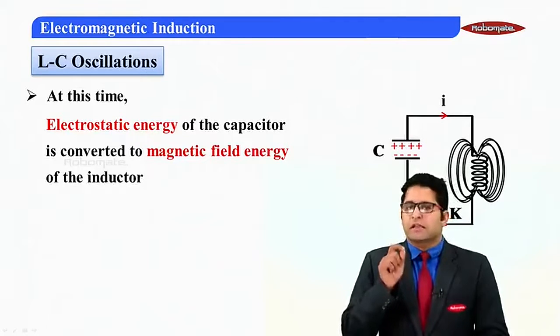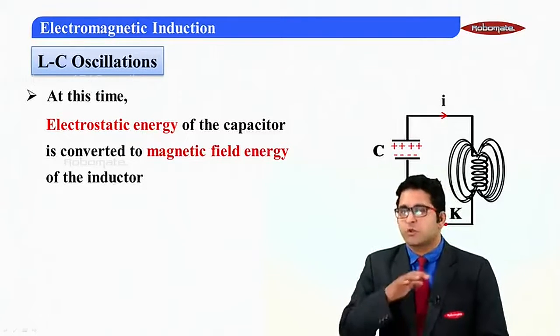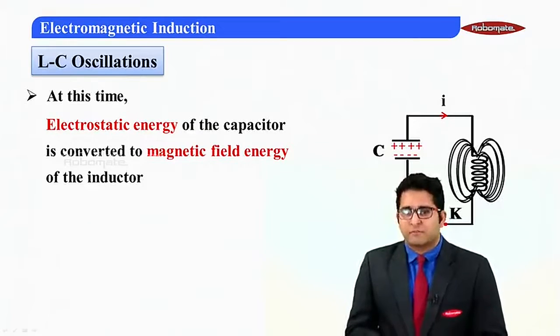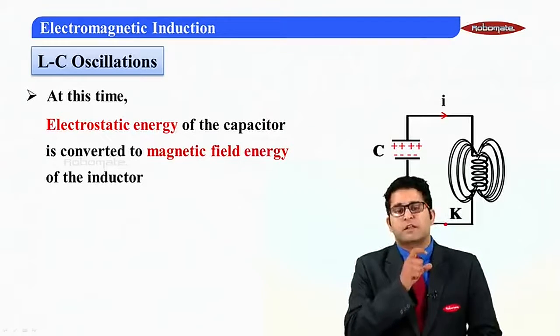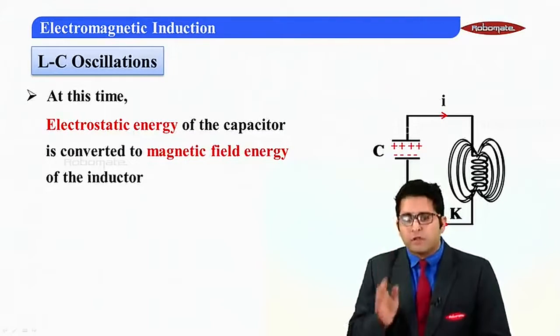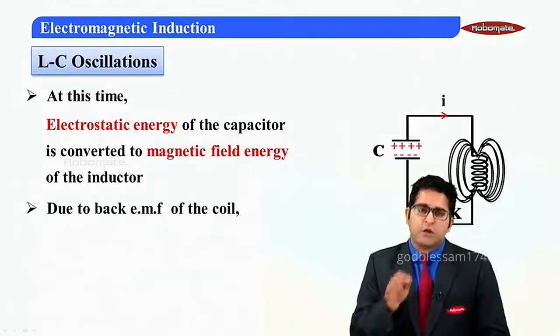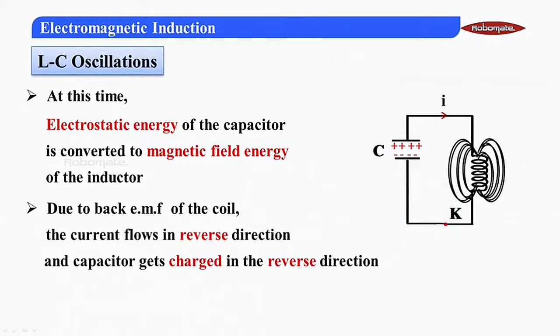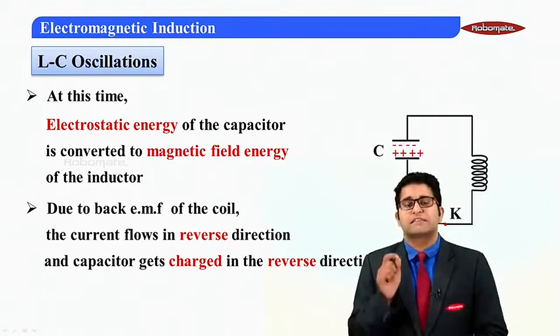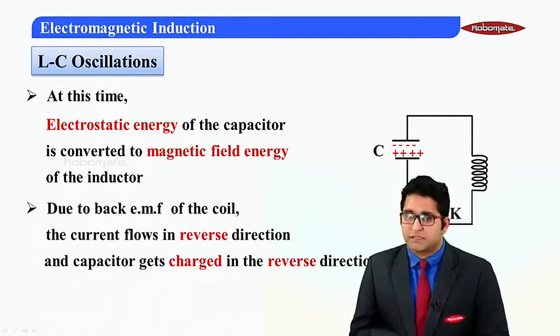Now over here, the capacitor is completely discharged, so there is no energy inside the capacitor. So the only energy in the circuit is the magnetic field energy, right? And this particular inductor coil is having back EMF, and because of this back EMF, the direction of current will be reversed, and because of the reversal in the direction of current, the capacitor will start getting charged in the reverse direction. Now see carefully. Initially current was moving in clockwise direction, now it is moving in anti-clockwise direction, and because of this, the capacitor is getting charged in exactly reverse direction, right?